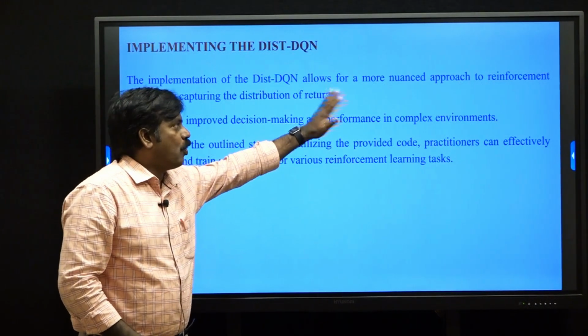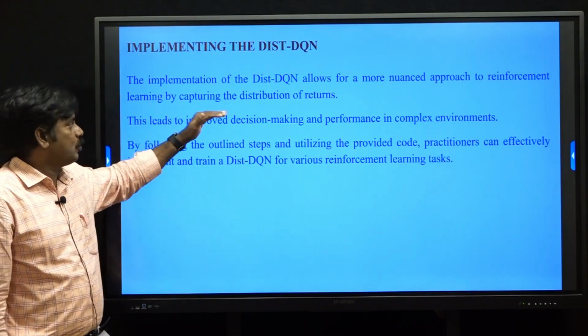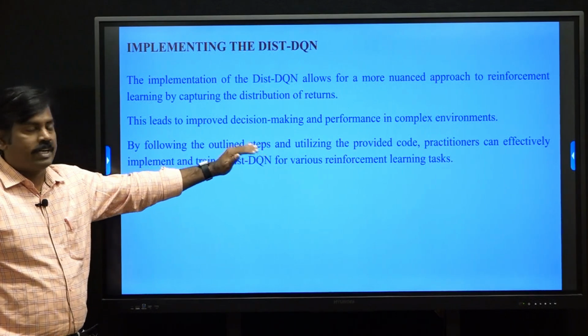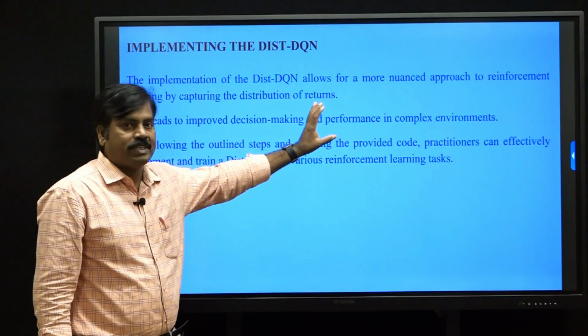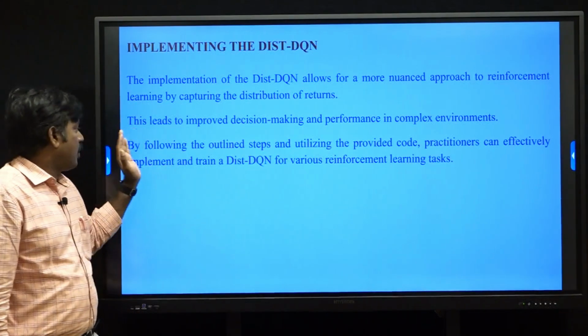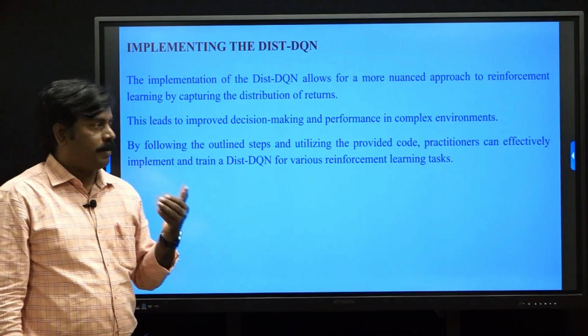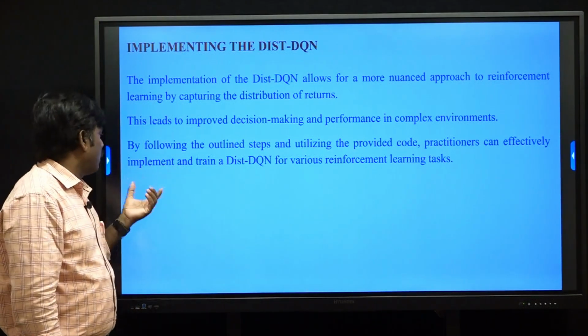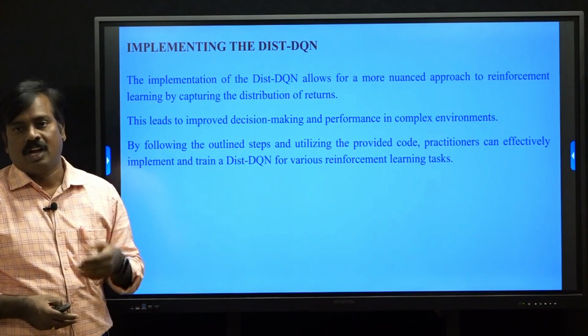Distributional DQN allows for a more nuanced approach to reinforcement learning by capturing the distribution of the expected returns. This leads to improved decision making and performance in complex environments. By following these outlined steps and utilizing the provided code, a practitioner can effectively implement and train the distributional DQN for various reinforcement learning tasks.